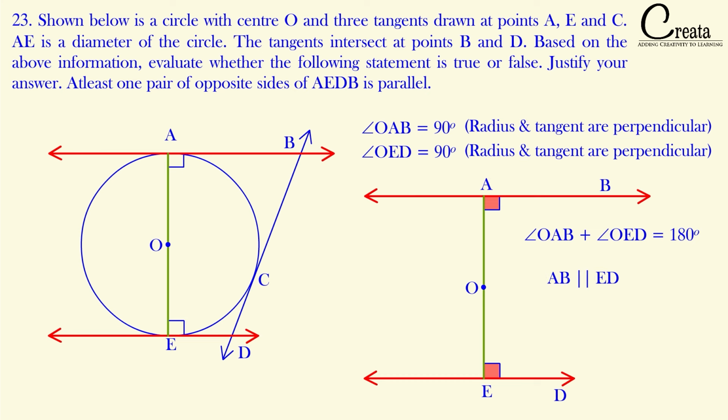That is, AB and ED, that are the components of these two line segments or the tangents, are also parallel to each other. So we got AB as parallel to ED. That is the answer of this question. Got it? We have done with this question.